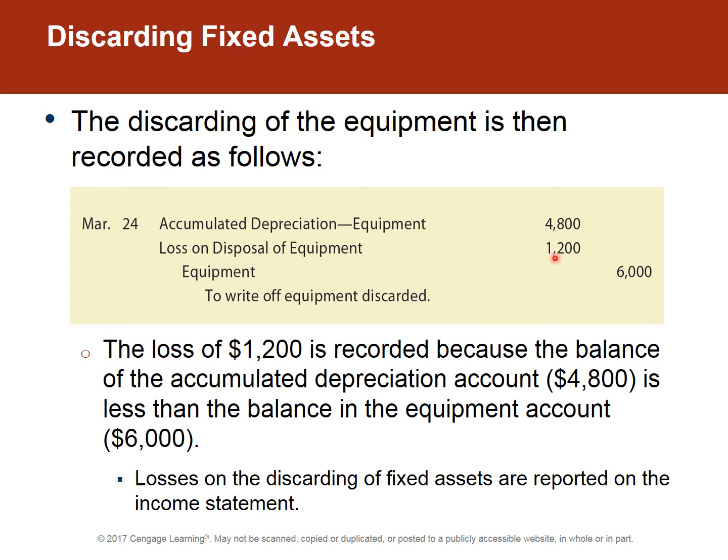In other words, this $1,200 is the book value, and that's the amount that we lost by disposing of this piece of equipment. Now, this loss is going to be reported on the income statement. It's different from depreciation expense because it's showing that we lost money when we disposed of the asset. So if you recall from us talking about income statements in prior chapters, we talked about other revenue and expenses.